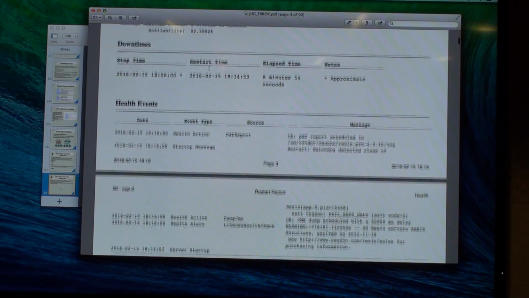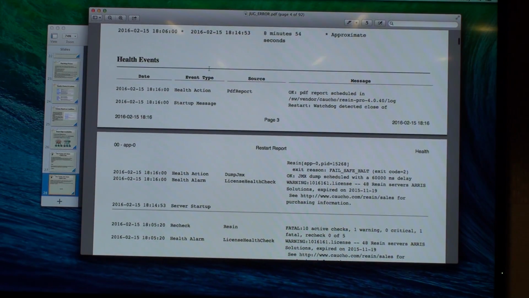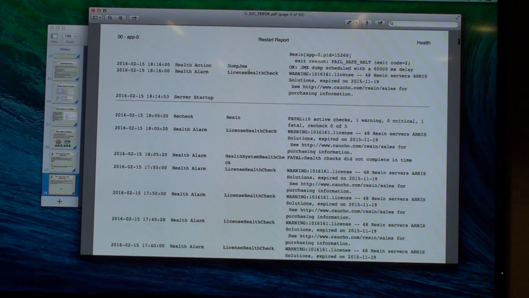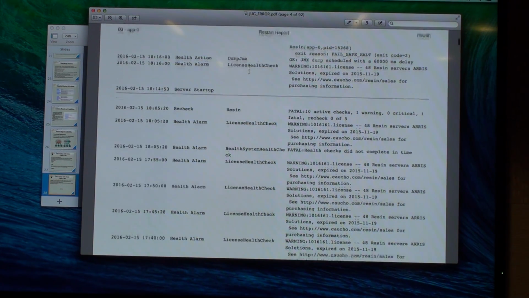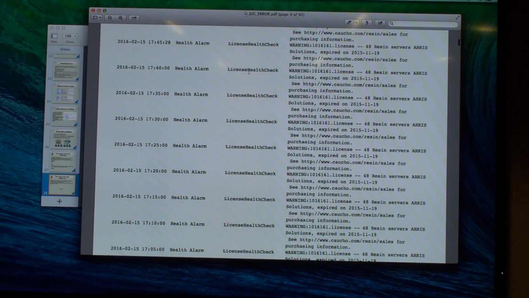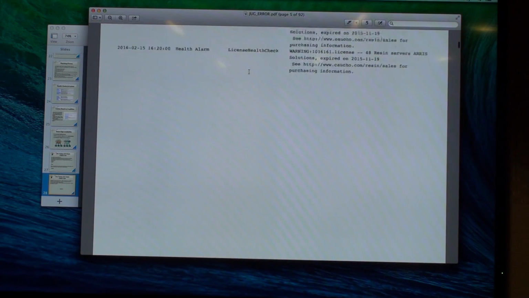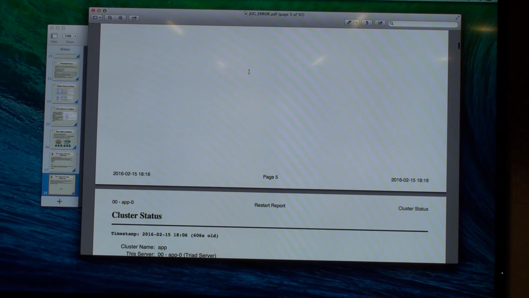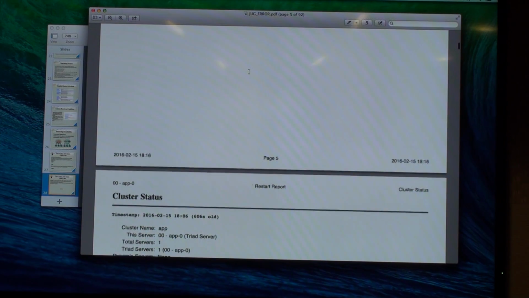Then we could look at some of the health events that were triggered. Some of these are custom health checks that they might have, but a lot of them are the default health checks that Resin will do itself. It looks like their license was expired for quite some time. Of course they said, oh, our license is expired, but we're going to handle that. But can you help us right now with our downtime?